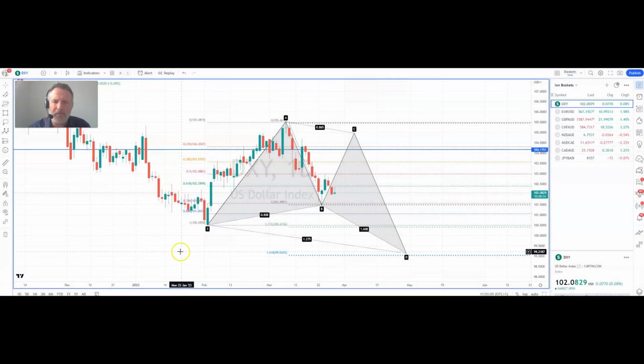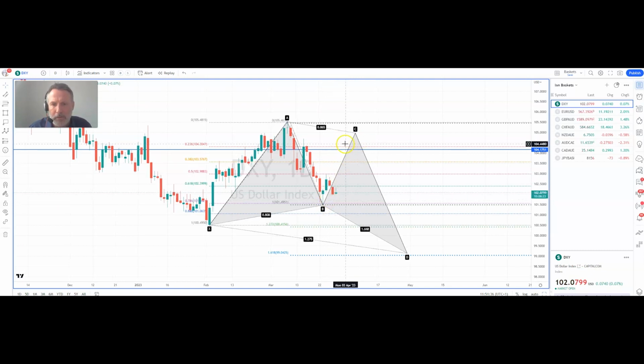So the first chart we have in front of us is the DXY daily chart. We can see here that we had quite an aggressive move to the upside from the beginning of February, and then we had this retracement level which stalled at the 78.6% pullback. Now that to me highlights the possibility of a move higher in this BC leg, and here we're looking at cipher patterns and formations.